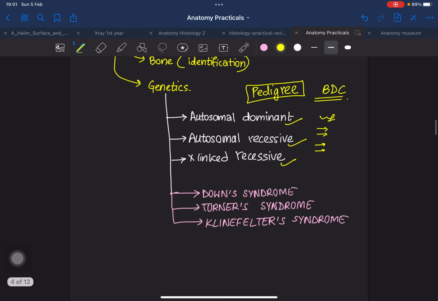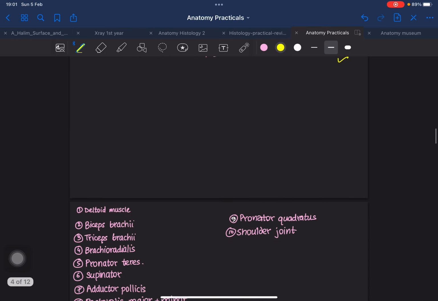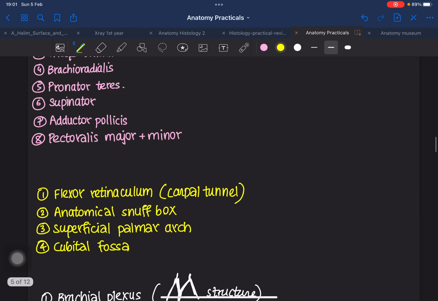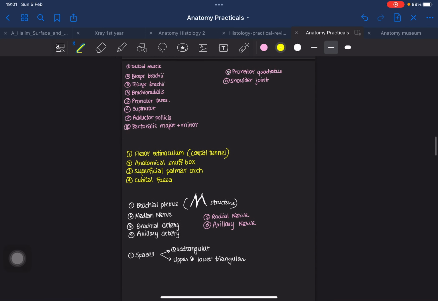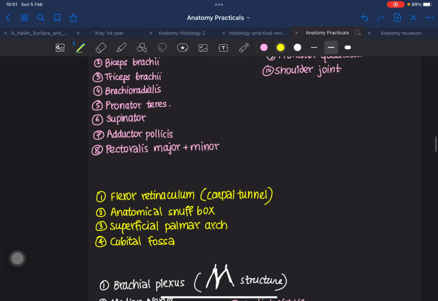Also have a look at the figures of Down syndrome, Turner syndrome, and Klinefelter syndrome, and also the genetic constitution of all these syndromes. Now, moving further, these are some of the important questions that could be asked from the upper limb gross section. So make a screenshot of this page. Let's look at it.